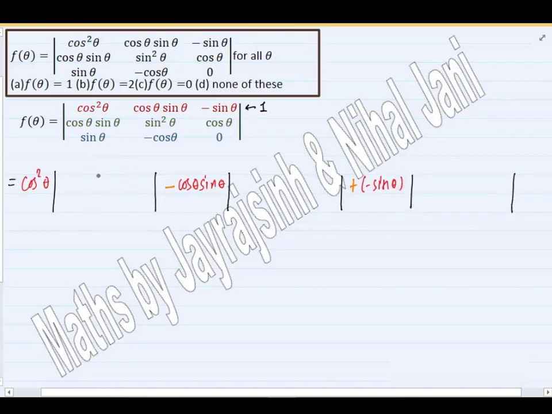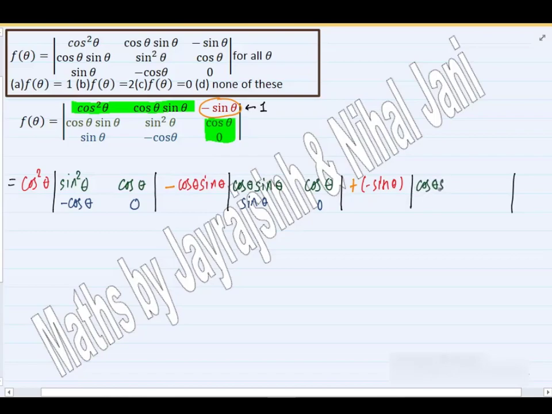Okay, now let's fill the first determinant by eliminating the first row and first column. So it will give us sin square theta, cos theta and minus cos theta, 0. Now it's time for the second determinant, and it will be cos theta, sin theta, cos theta and sin theta, 0. The last determinant is filled by cos theta, sin theta, then sin square theta. The second row will be sin theta, minus cos theta.